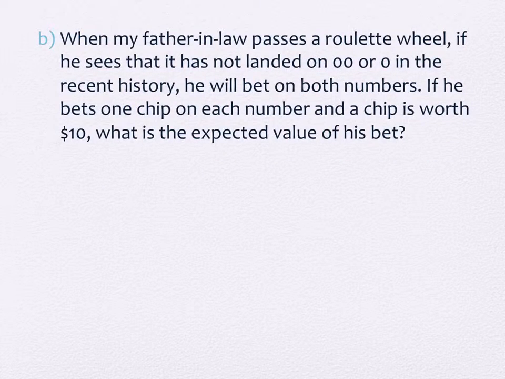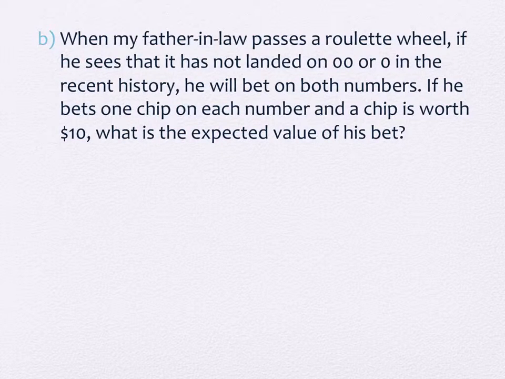Okay, this is a for real scenario. This really happens. When my father-in-law passes a roulette wheel, now, you have to understand, at a roulette wheel, they usually have a board next to it. It's electronic, and it will tell you what the last however many spins have been. It will say, like, it landed on a 3, and then a 12, and then a 15, and then a 0, and whatever. It tells you the recent history of the board.